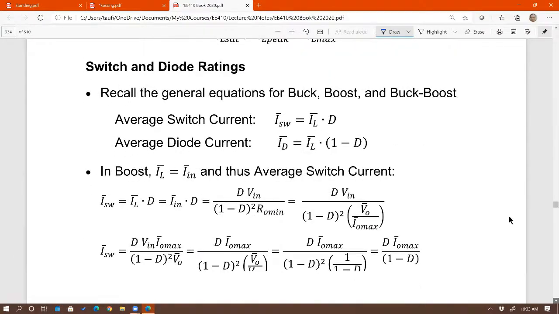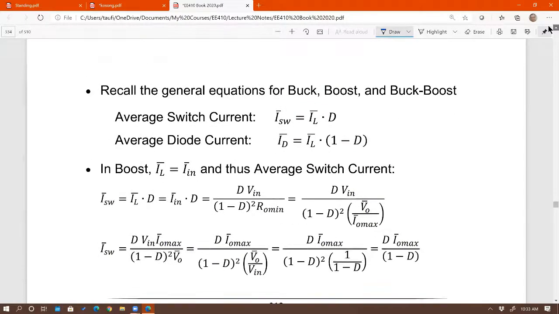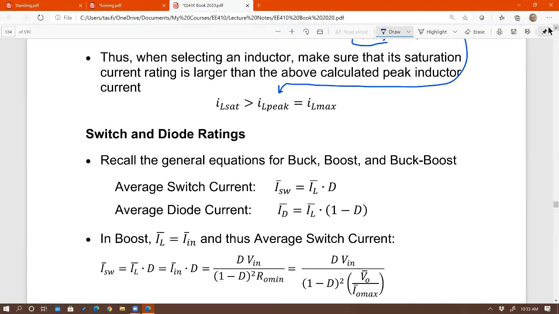Professor? Go ahead. When it comes to R out min, if the problem in the textbook gives us a resistor value, how do we know if it's the maximum or the minimum? If the problem only gives you one resistor value, then there is no R out min or R out max. This is going to be one R out, so just use that R out for the equations. Got it. Thank you. You're welcome.